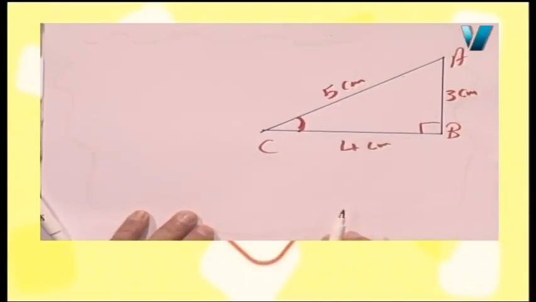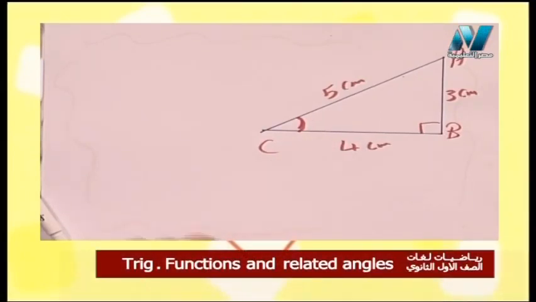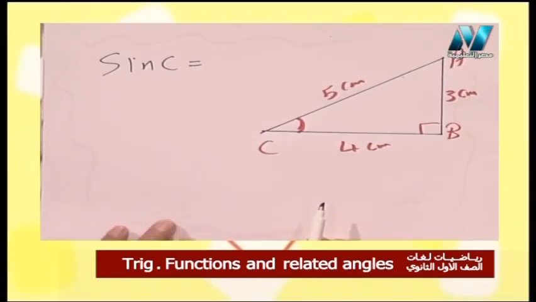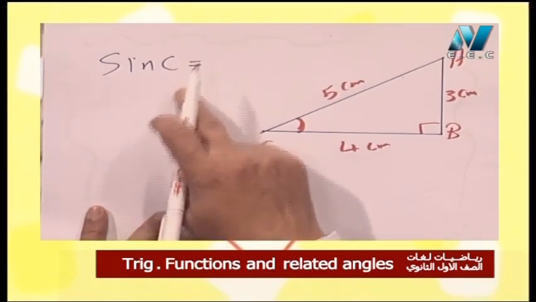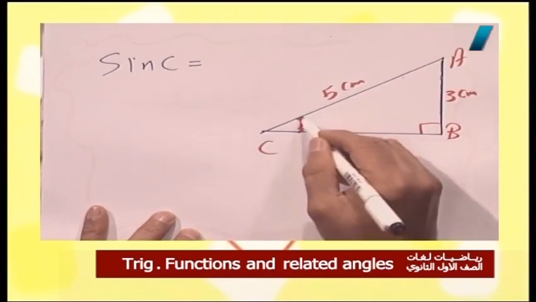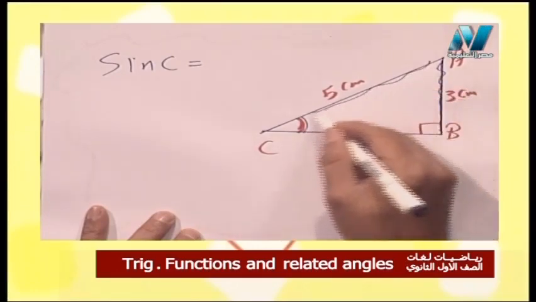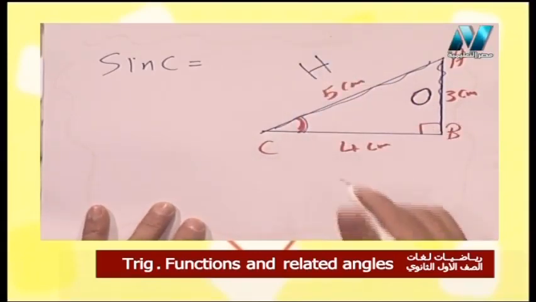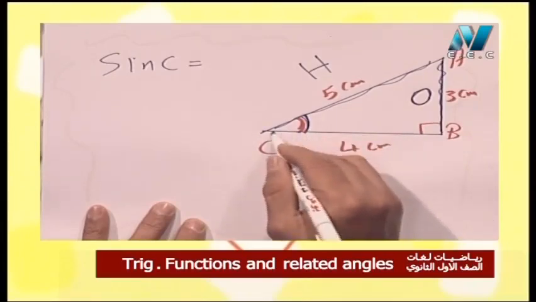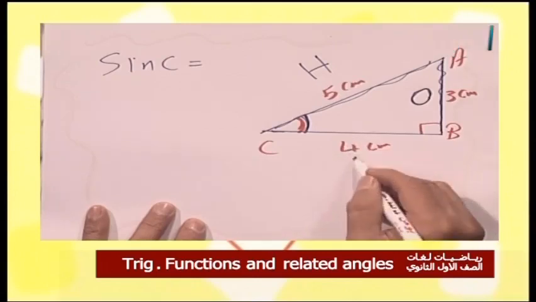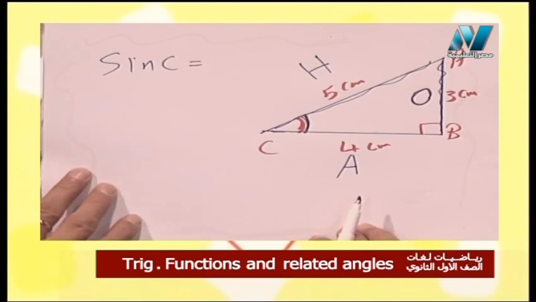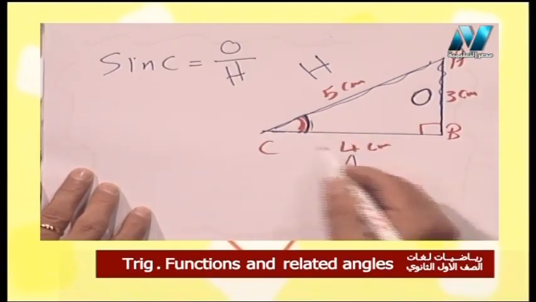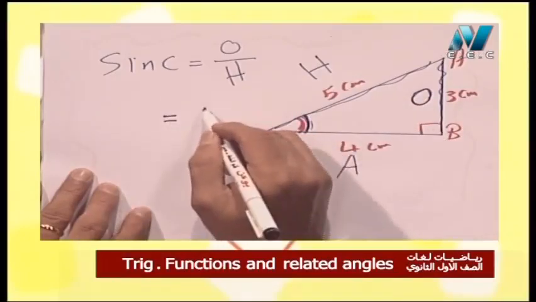We try to find the trig functions of the angle C here. We have sine C. Sine C equals what? From your studying before in Prep 3, you find out that sine C equals the opposite side of the angle C over the hypotenuse. Opposite we can say O, and hypotenuse we symbolize it by H, and adjacent side A. Adjacent means the side neighbor to the angle C. So sine C equals O over H, what means O, opposite of the angle C, over H, which is hypotenuse. So it equals 3 over 5.